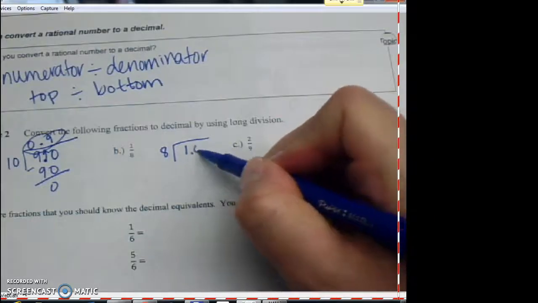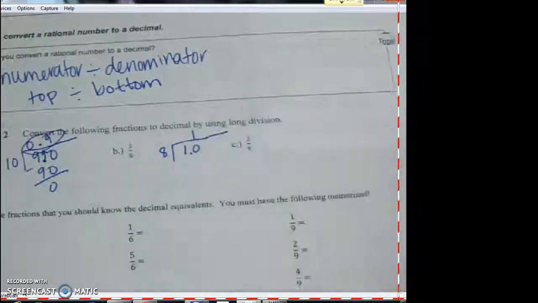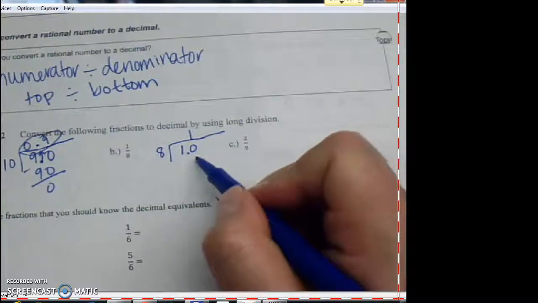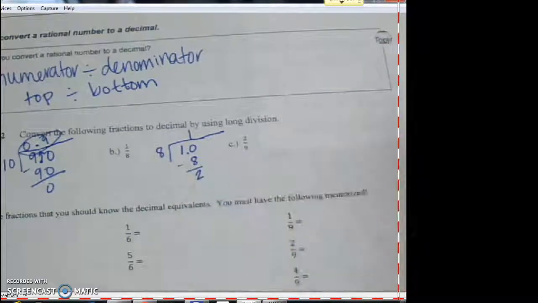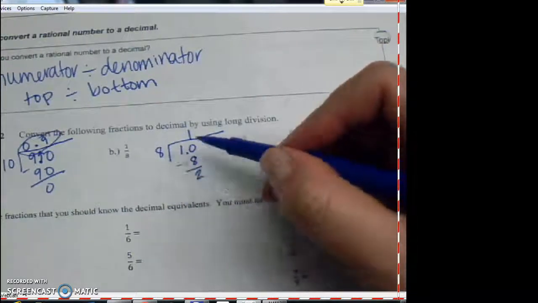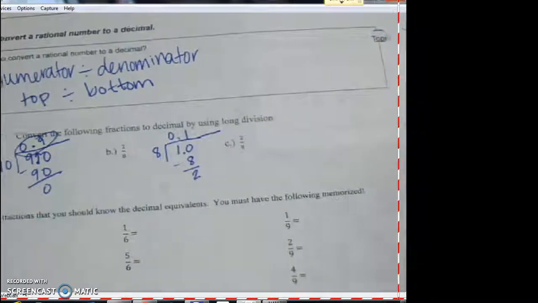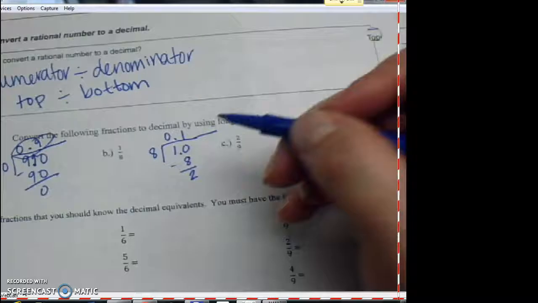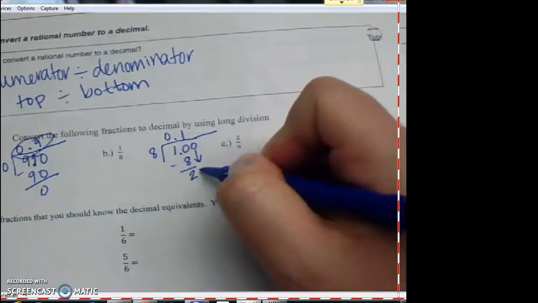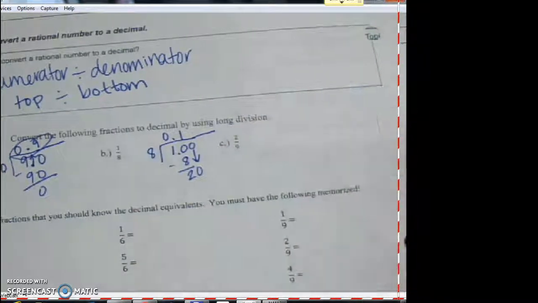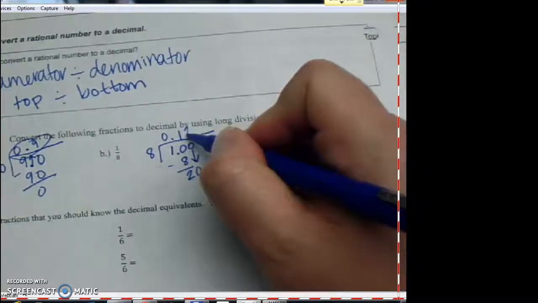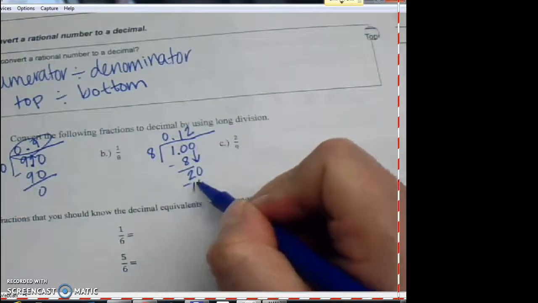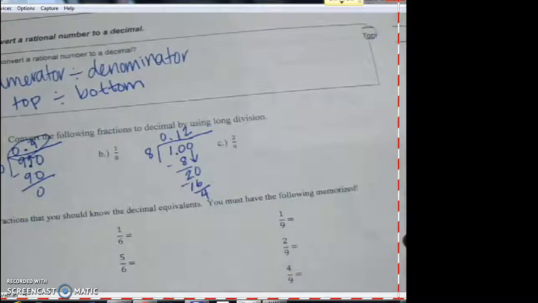We're going to add a decimal point and a 0. So how many times will 8 go into 10? 1 time. Then we do 1 times 8 is 8. 2 remaining. Can I put 0.1 remainder 2? No. Keep bringing down zeros. So we're going to bring down another 0. How many times will 8 go into 20? 2 times. So that's 16. And we have a 4 remaining.